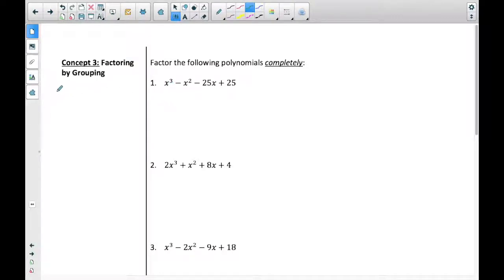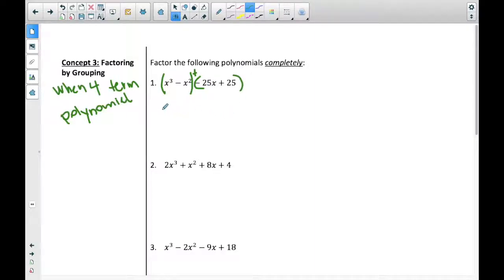We do factoring by grouping when you have 4 terms. If you have a 4-term polynomial, that's when you do factoring by grouping. What you do is you take the first 2 and you put them in parentheses. And I'm going to squeeze a plus in here. We've done that before because I'm going to put this in parentheses.